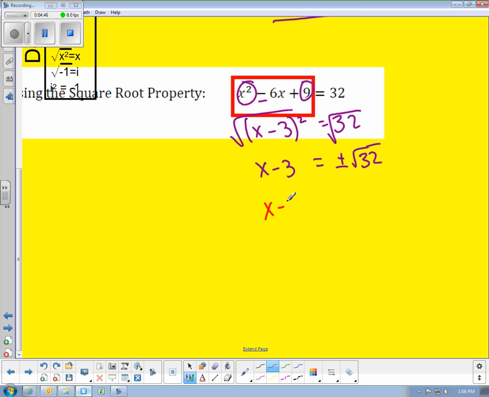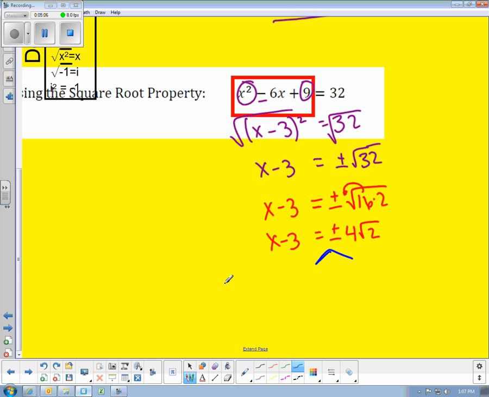So I would have x minus 3 equals plus or minus the square root of 16 times 2. And then that 16 can come out front. This is just what we've been talking about over the last 2 days with simplifying the radicals. So that's plus or minus 4 root 2. This is still two solutions.